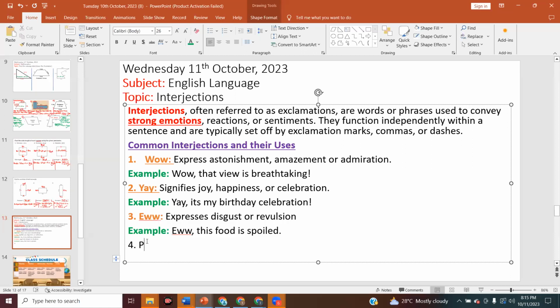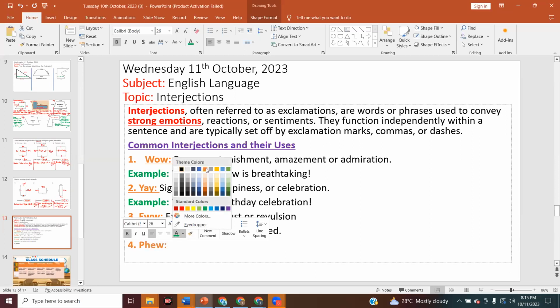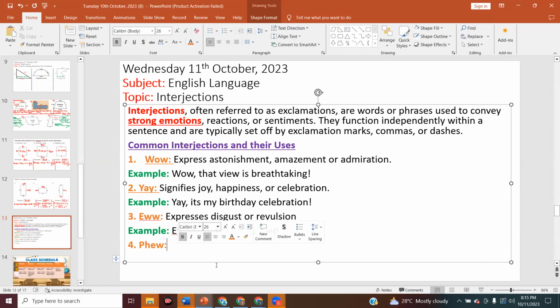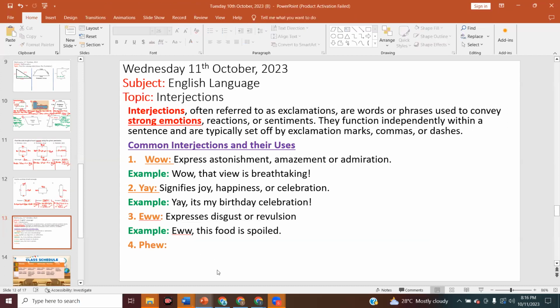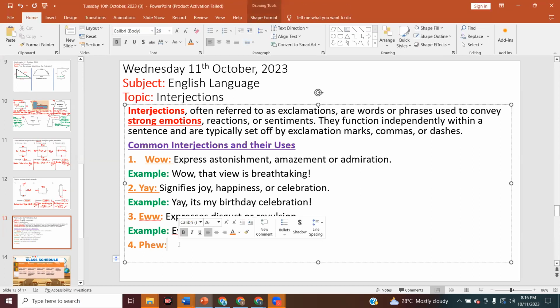How about phew? What does that mean? When you get away from something, a sigh of relief. Very good. A sigh of relief. Or if you are hot. Okay. A sigh of relief when it reaches 3 o'clock and the bell rings to come out of school. All right.